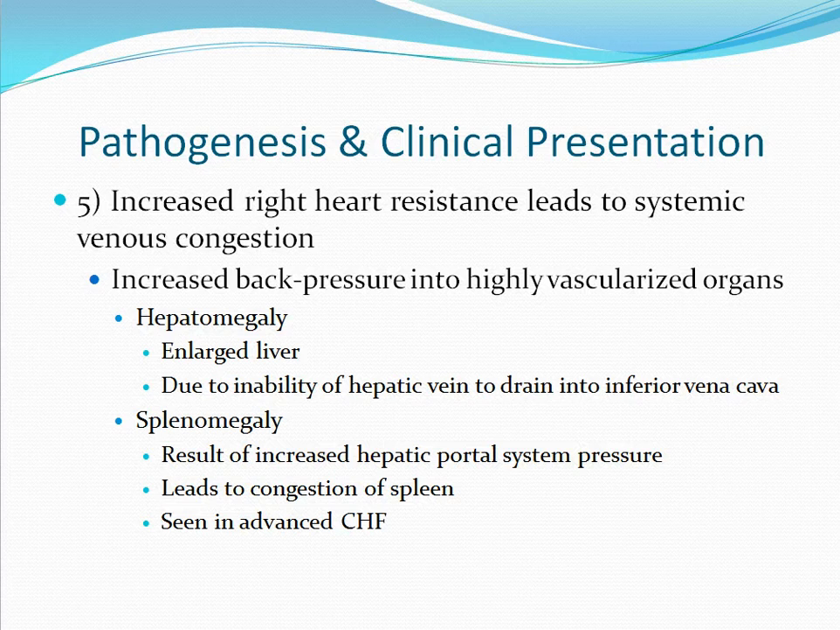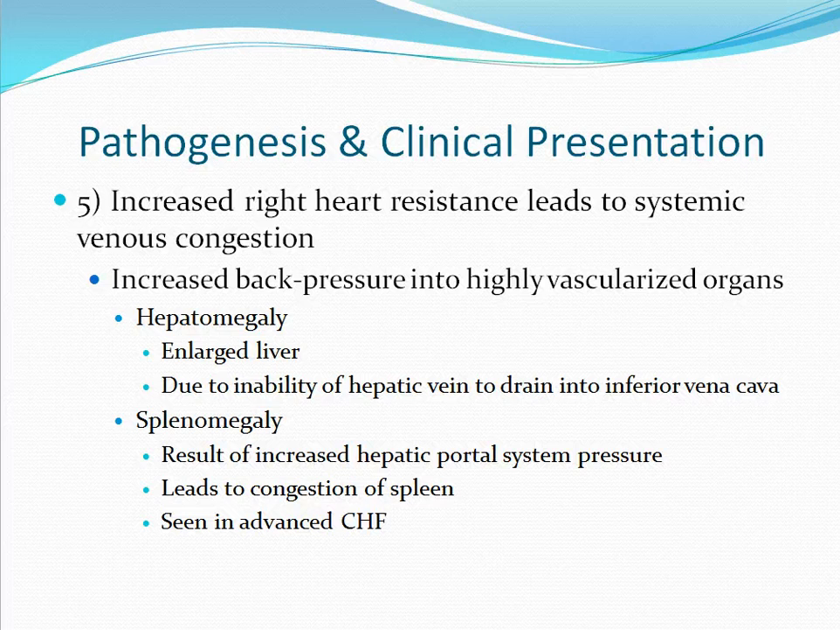The systemic venous congestion will also cause an increased back pressure into highly vascularized organs, especially the liver and the spleen. You will see hepatomegaly. This is an engorged liver due to the inability of the hepatic vein to drain into the inferior vena cava as a result of this increased pressure.